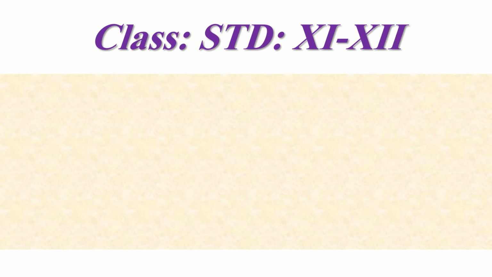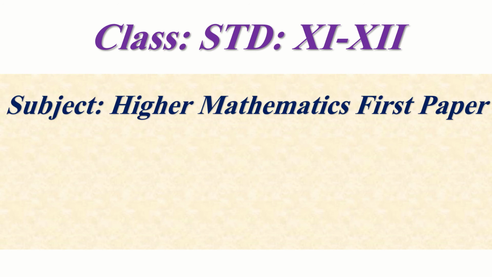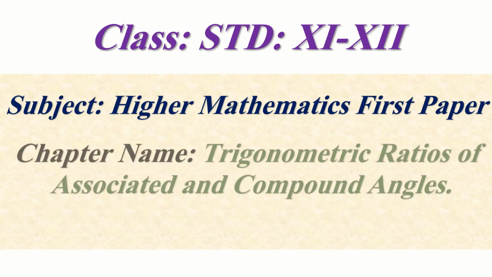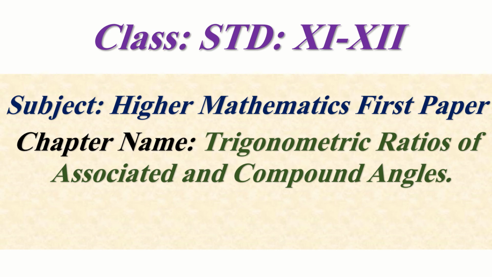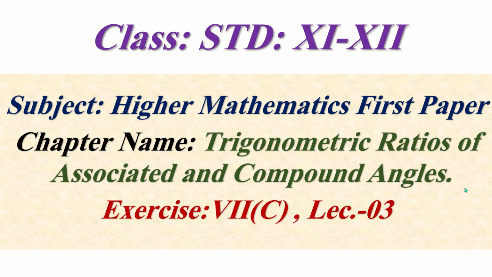Class Standard 11-12. Subject Higher Mathematics, first paper. Chapter name: Trigonometric Ratios of Associated and Compound Angles. Exercise 7C, Lecture 3. In my previous lecture, I had explained trigonometric ratios of associated angle and compound angles.